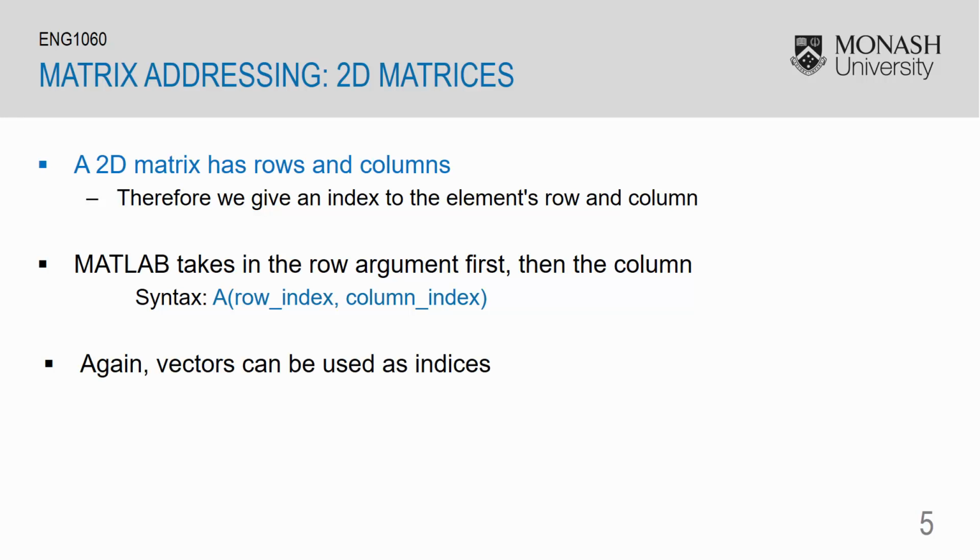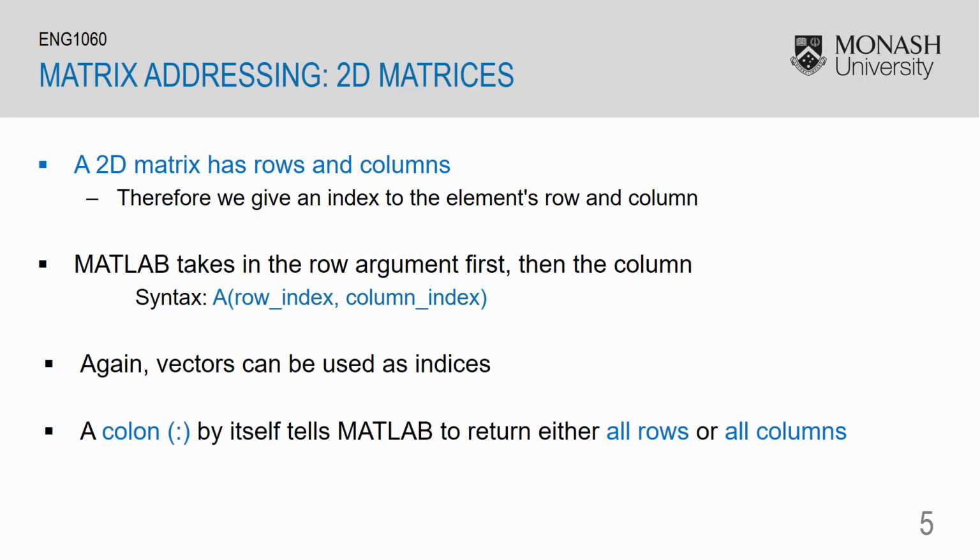It is important to note that the indices can also take on vectors, meaning that multiple rows and multiple columns can be addressed at once. Finally, the colon operator used as an index tells MATLAB that you're interested in either the entire row or the entire column, depending on if you placed it in the row or column argument. We will see an example of this in the next slide.